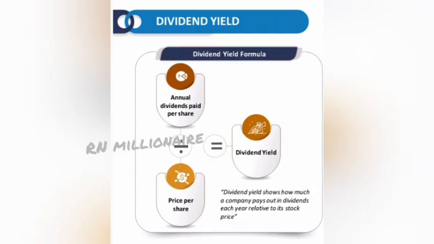What is dividend yield and how is it calculated? Dividend yield is basically calculated as annual dividend paid per share divided by price per share. That results in the dividend yield. Dividend yield shows how much a company pays out in dividends each year relative to its stock price.